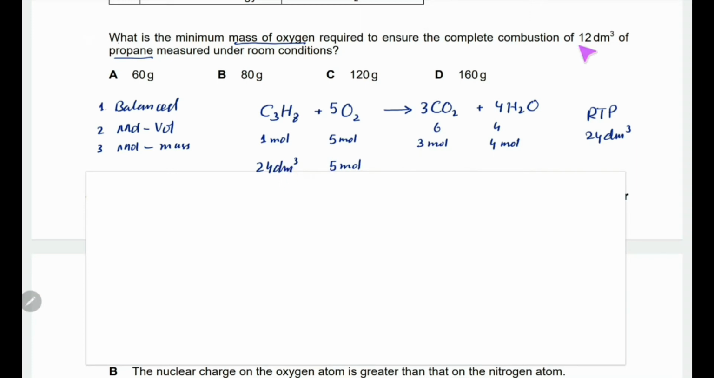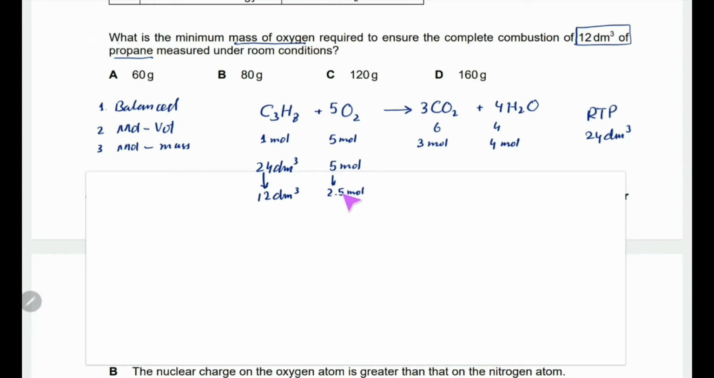Now they are asking that the volume of propane is 12 cubic decimeter. For 12 cubic decimeter, if you see, this 24 is halved and we get 12. In the similar way, we will halve the 5. So we will get 2.5 mole of oxygen. Now converting this 2.5 mole of oxygen into mass.